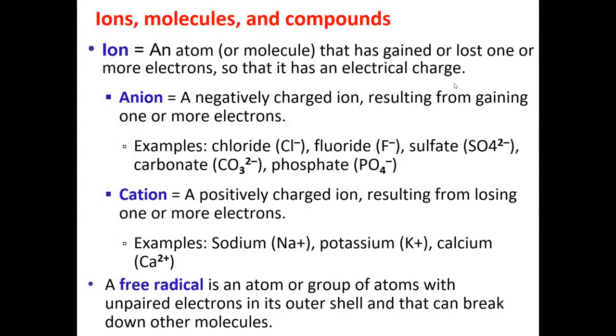A cation is an atom that has lost electrons, and so now it has a positive electric charge, like sodium, Na plus, potassium, K plus. This one, calcium, has lost 2 electrons. Well, don't worry about this free radical. You don't need to know that.